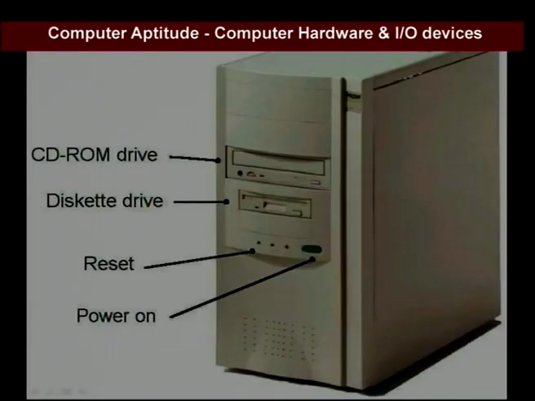Next, coming to the CPU structure. This is the CPU structure. It has the CD-ROM drive and disk drive, reset and power on. This is the power on button. Reset means restarting the system when the system is stuck while you are doing any work. In that situation, click the reset button. Next, the diskette drive and CD-ROM: when you want to insert a CD into the CPU, you have to use the CD drive. This is the CD drive.